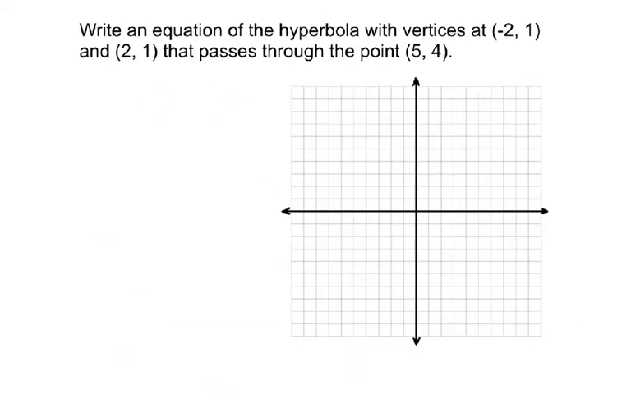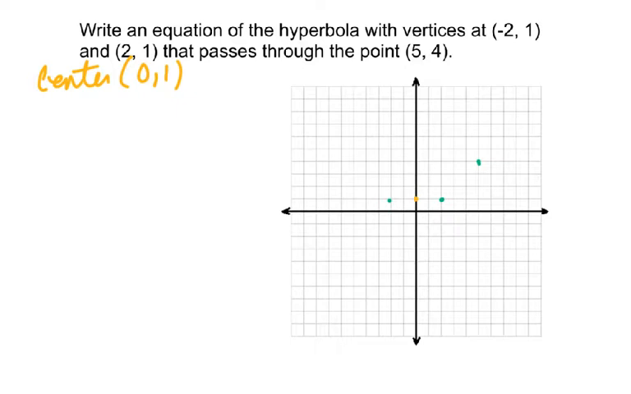Write an equation of the hyperbola with vertices at -2, 1 and 2, 1 that passes through the point 5, 4. Okay. So if these are the two vertices, we know the center is going to be right in the middle of that, which means our center is 0, 1.